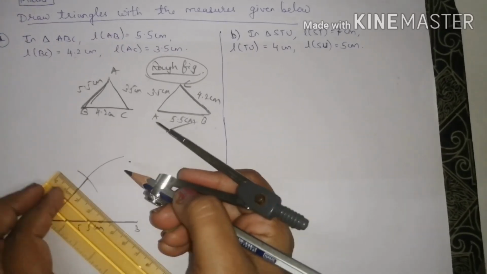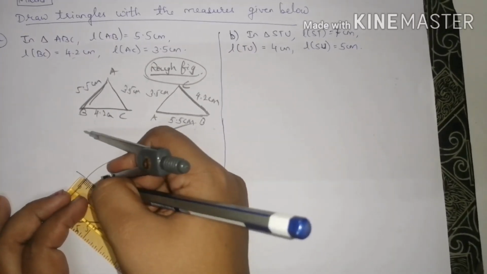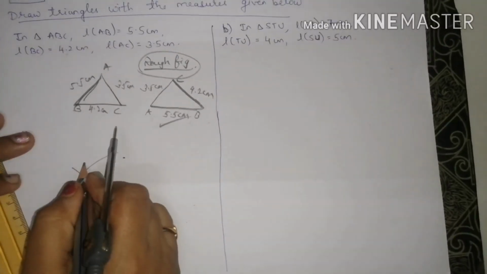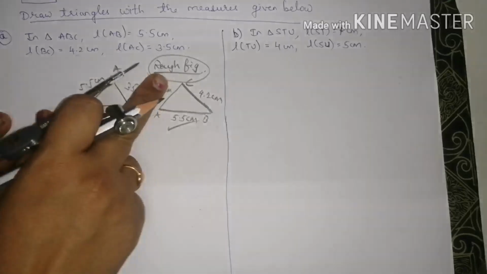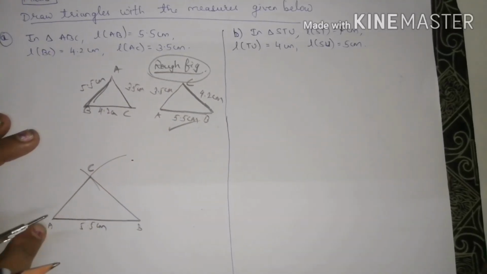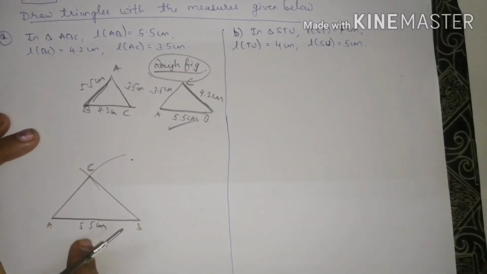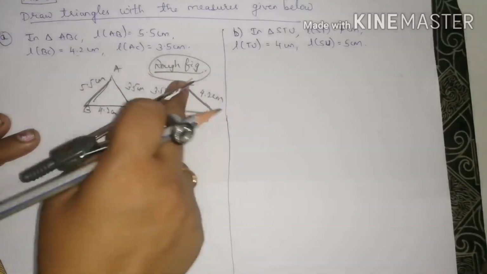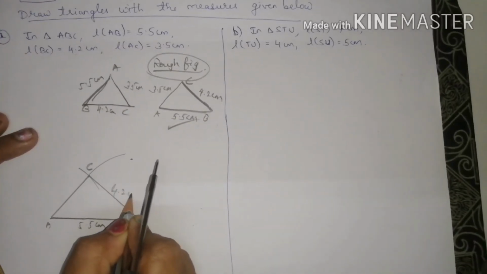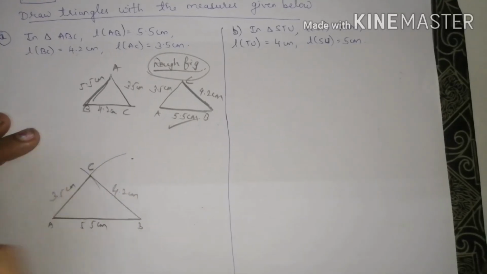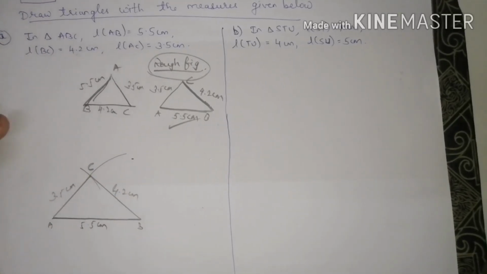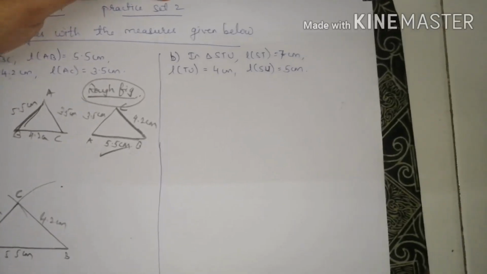AC, and this one was BC. And here is your point C. So this triangle is ready, ABC. This was your rough figure, this is your fair figure. And write its measurement. AB was 5.5 centimeter, BC 4.2 centimeter and AC is 3.5 centimeter. Is it okay? So let's move to the second.